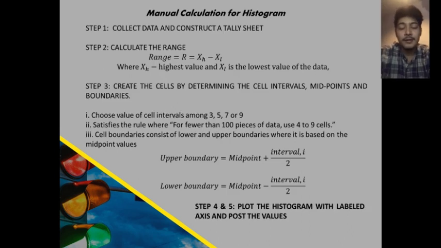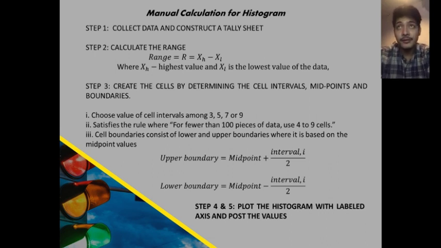Okay, in this subchapter, I will explain the fundamentals of manual calculations for histogram. Okay, the first step is to collect data and construct a tally sheet, which you can see in our report. Step 2 is whereby we calculate the range. The formula for this step is the highest value minus the lowest value in the data. The third step is creating cells by determining the cell intervals, midpoints and boundaries, which include upper boundaries and lower boundaries.